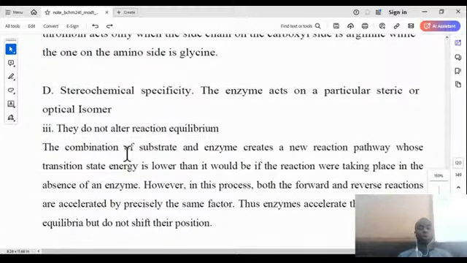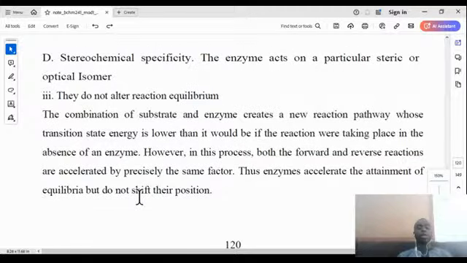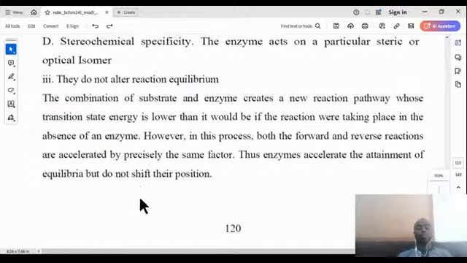The combination of substrate and enzyme creates a new reaction pathway whose transition state energy is lower than it would be if the reaction were taking place in the absence of an enzyme. So they do not alter reaction equilibrium, but rather the activation energy is lower. This activation energy is the minimum energy required for the substrate to be converted to product by the enzyme. Enzymes find a pathway that lowers the activation energy, but the equilibrium does not change. In this process, both the forward and reverse reactions are accelerated by precisely the same factor. Thus, enzymes accelerate the attainment of equilibrium but do not shift its position.